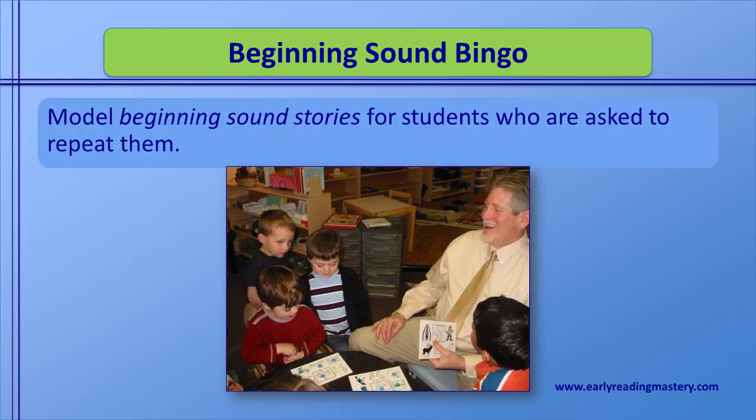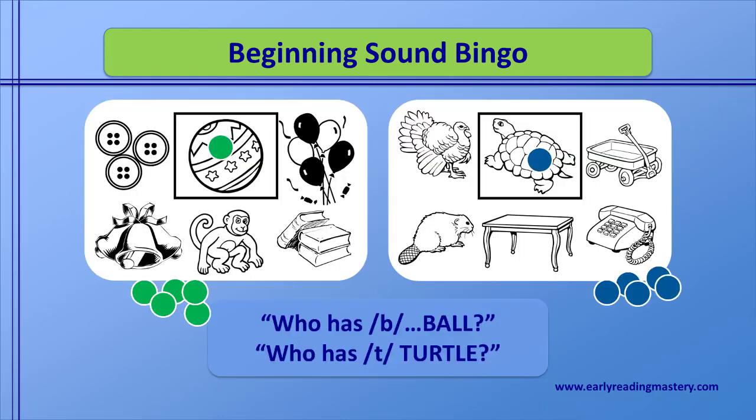The simplest way to work with the beginning sound cards is to play a bingo type game where the adult models beginning sound stories and the child is asked to repeat them. Some children may already be able to isolate beginning sounds, and this first activity will not be necessary. This first activity is ideal for small groups.